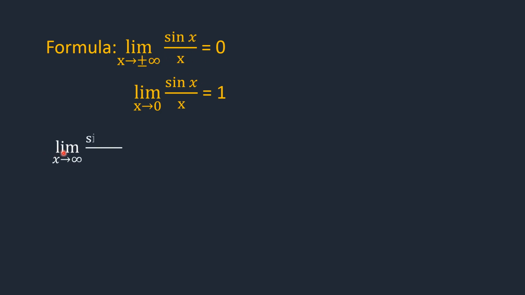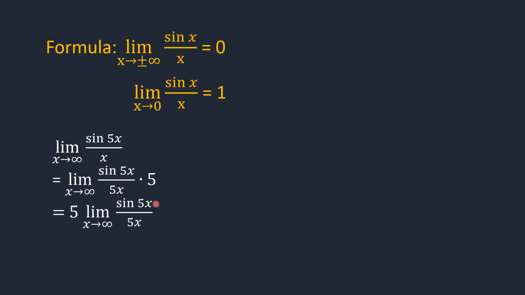Solve limit sin 5x over x as x approaches infinity. Now we need 5x here. So in the next step we will write sin 5x over 5x multiplied by 5. In order to cancel the effect of this 5x, we have multiplied by 5 here. In the next step we will write 5 times limit sin 5x over 5x as x approaches infinity. Limit of this part will be 0 according to this formula. So in the next step we will write 5 into 0, which will be 0.